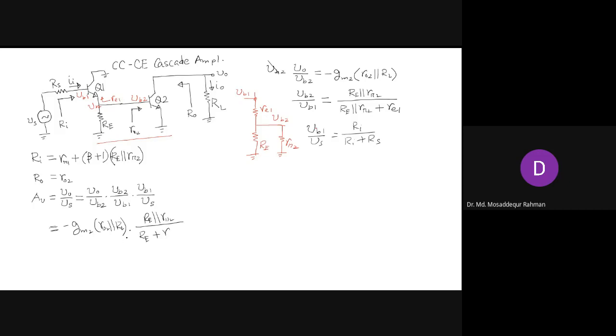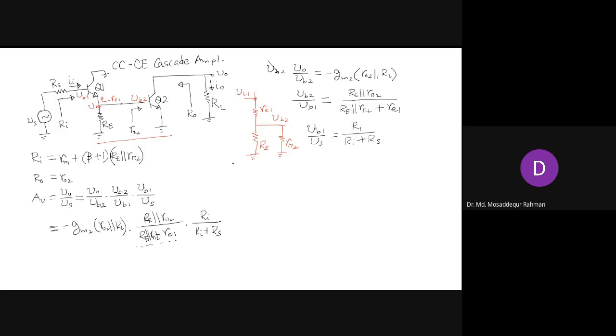Oh no, that is not the case. RE parallel with R by 2, plus RE1. And then we'll have the input side Ri plus Rs. So that is our overall gain, which remains basically the same as before. Only here in the middle term, we have RE coming in parallel with R by 2, right? So only this part gets modified. Otherwise, essentially it's the same as before.